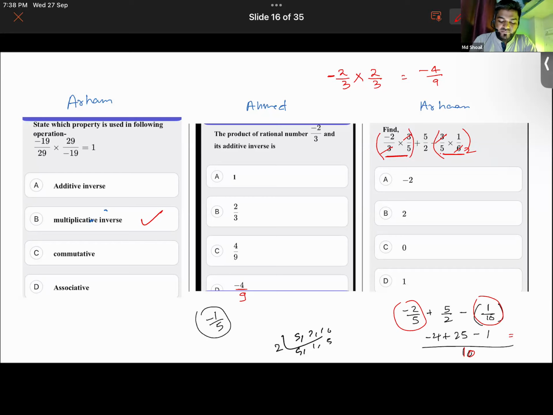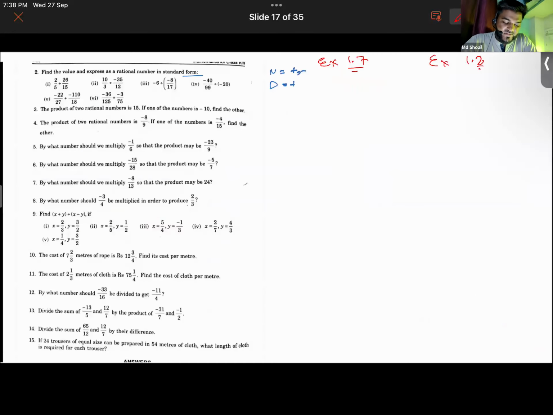So I'm also getting 2. You're getting 2, no? So it's 20 upon 10. That is 2 here. So option number B would be the correct answer. Getting it? Okay. Ahmed, please try to work on the calculation. And also take care of the plus minus sign.